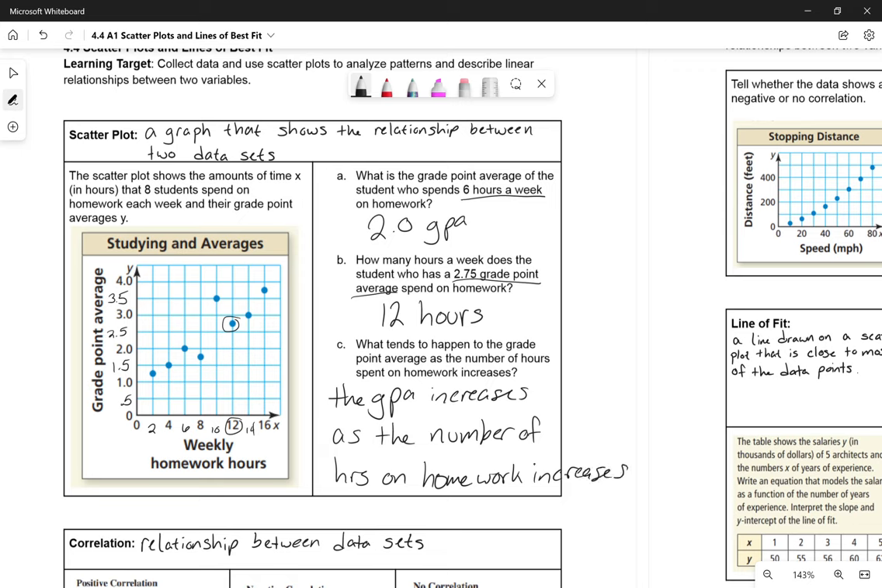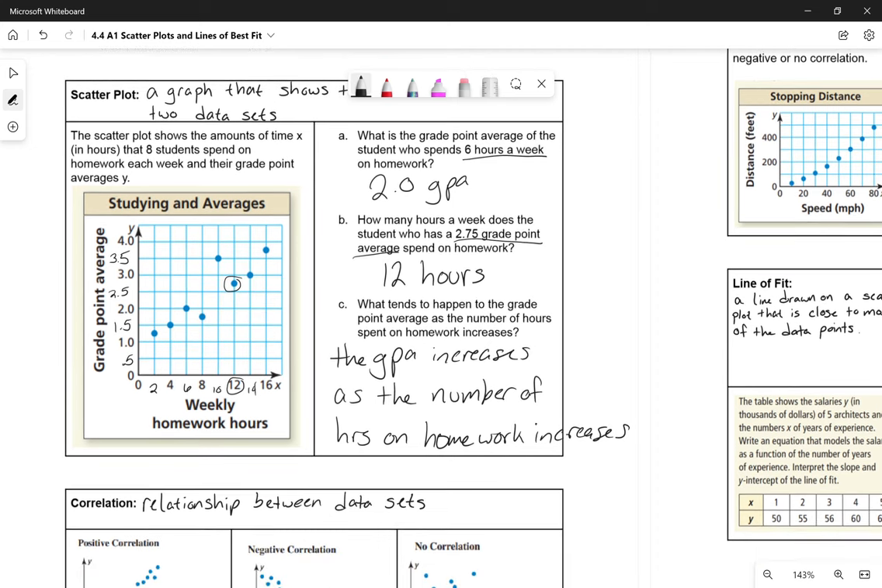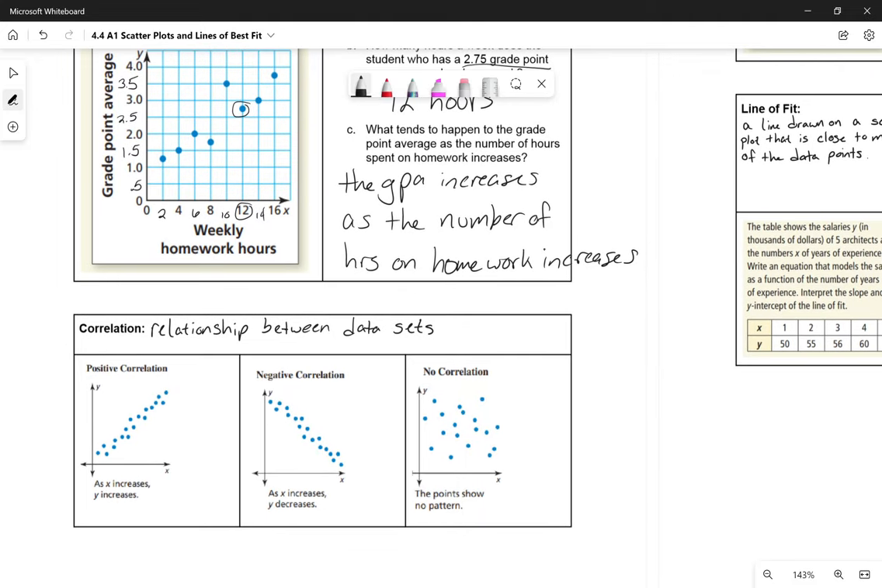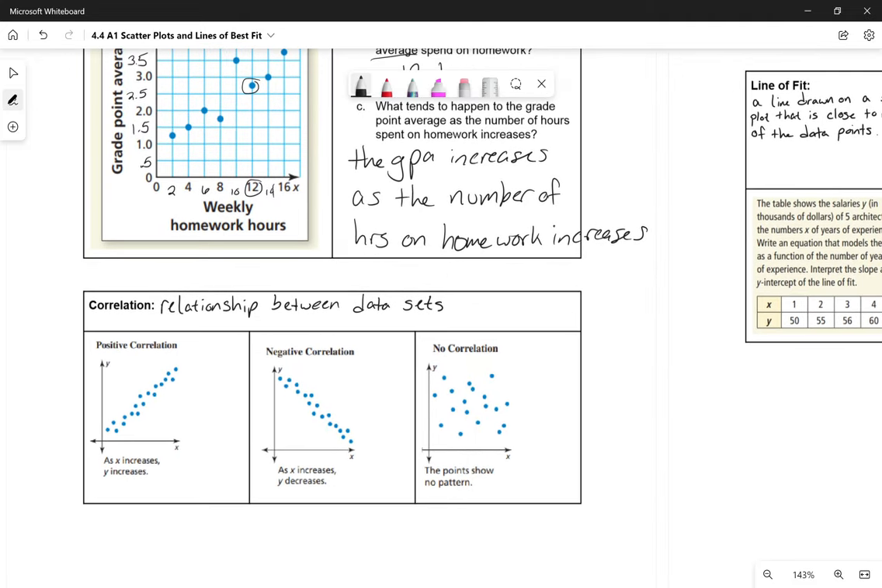So let's build more onto what's going on with the graph. Let's look at what is called our correlation. A correlation is the relationship between data sets, and you can interpret it similar to slope, except for the fact that it is a series of data points. Our scatter plot does not form a line. It just has a bunch of points that looks like a line. And that's how we can determine our correlation.